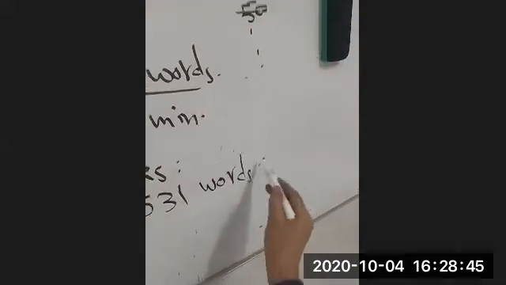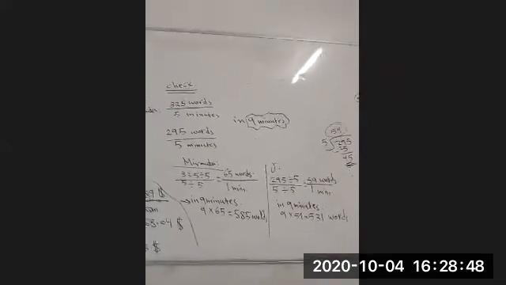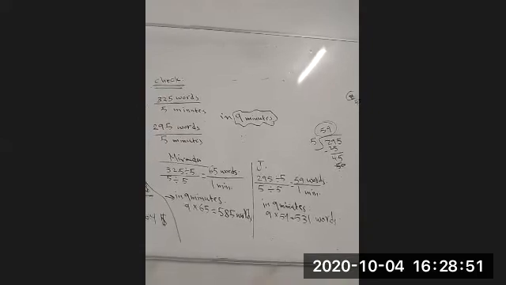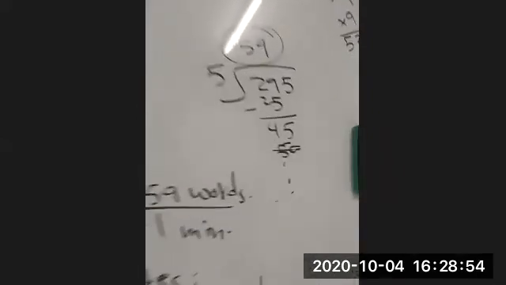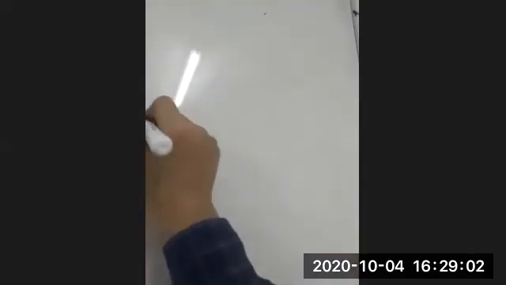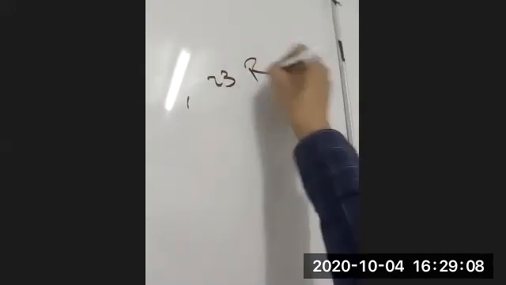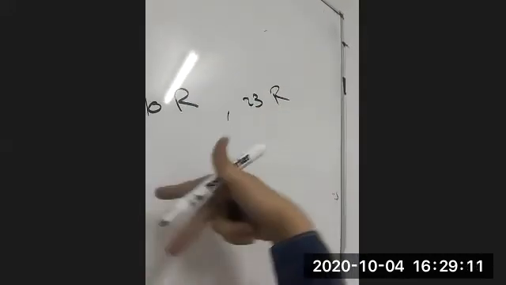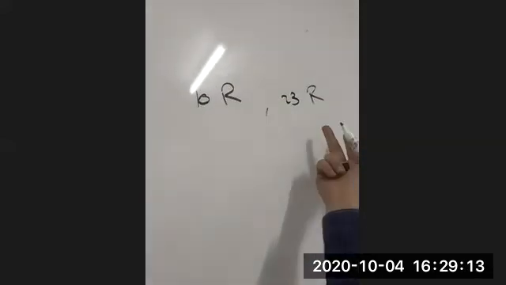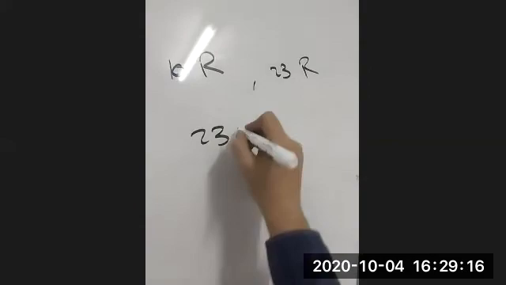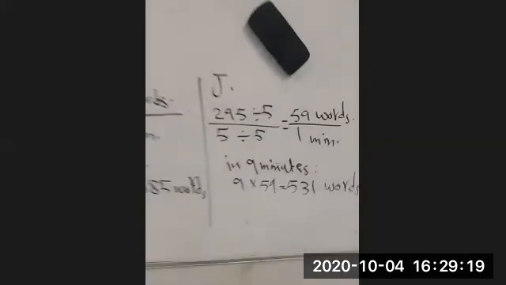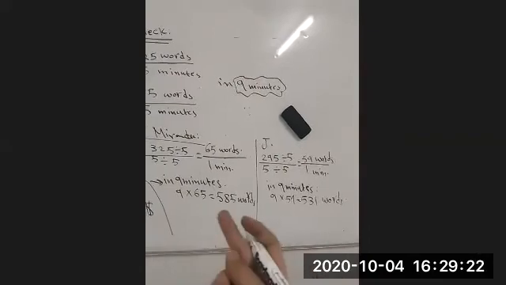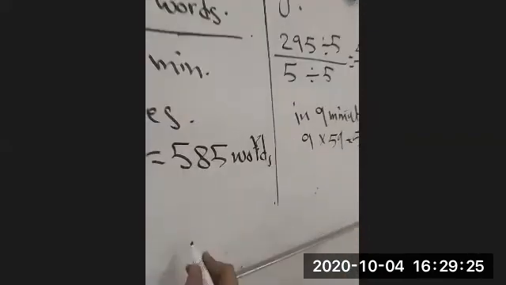Read the question. It says, how many more words can Miranda type than Joseph? How many more, guys? This is a question phrase. When I say I have 10 riyals and my friend has 23 riyals, how many more does my friend have than me? 13. How do we get the 13? 23 minus 10. So how many more, guys, means we need to do subtraction. Here, 585 minus 531.